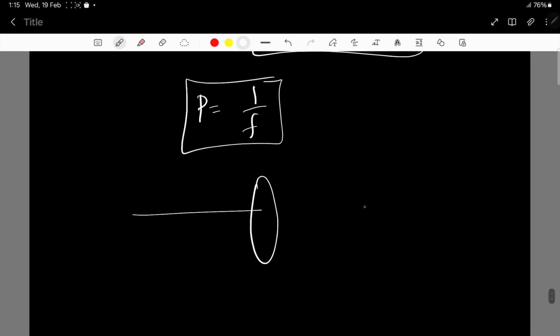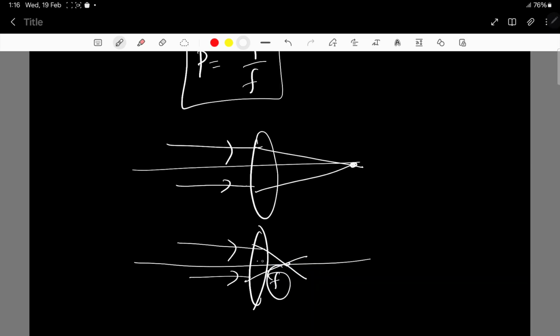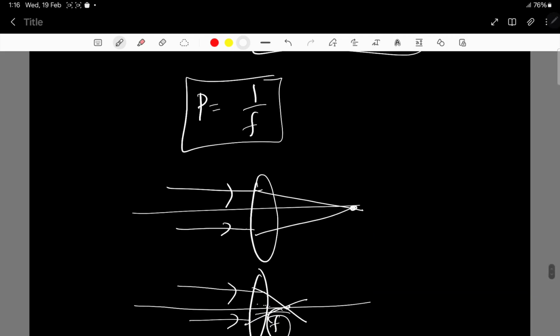I am sending parallel beams of light on it. After getting refracted, these light rays converge at this point. Now imagine another lens that can converge the same parallel beams at a shorter distance. So its focal length is less, and it has more ability to converge light rays at a shorter distance. That tells you this lens should have more power, because it has more ability to converge light rays. For the other lens, its power is less. So the power and focal length are inversely related.